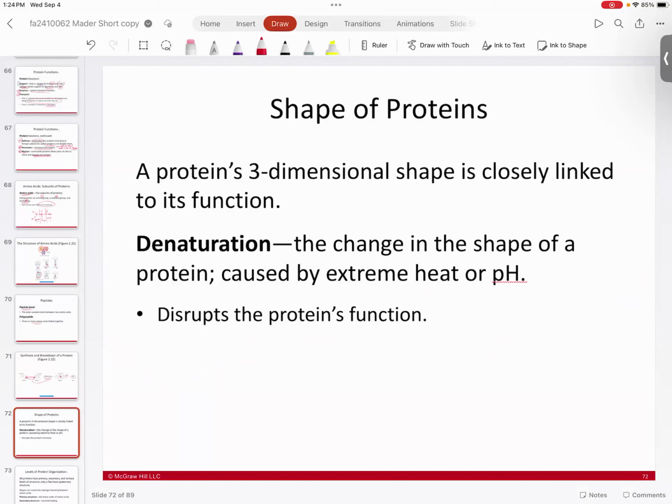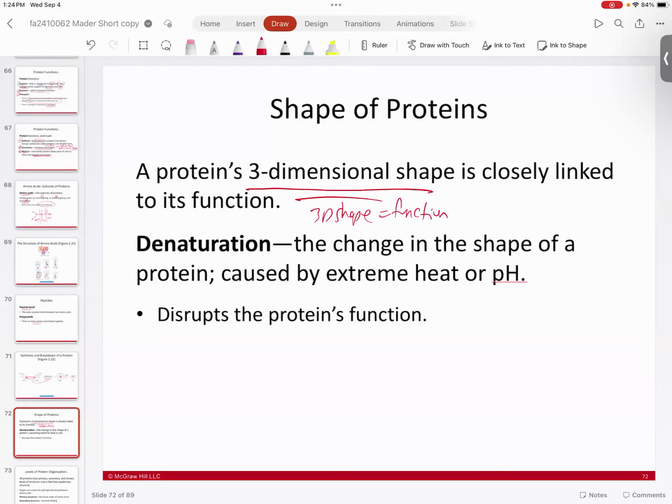So proteins are important because when they're doing their job, 3-dimensionality equals function, right? So for them, 3-dimensional shape equals function. And so it's very important that they maintain their 3-dimensional shape. If they don't, then they're not going to be functional. It's just that simple, okay?